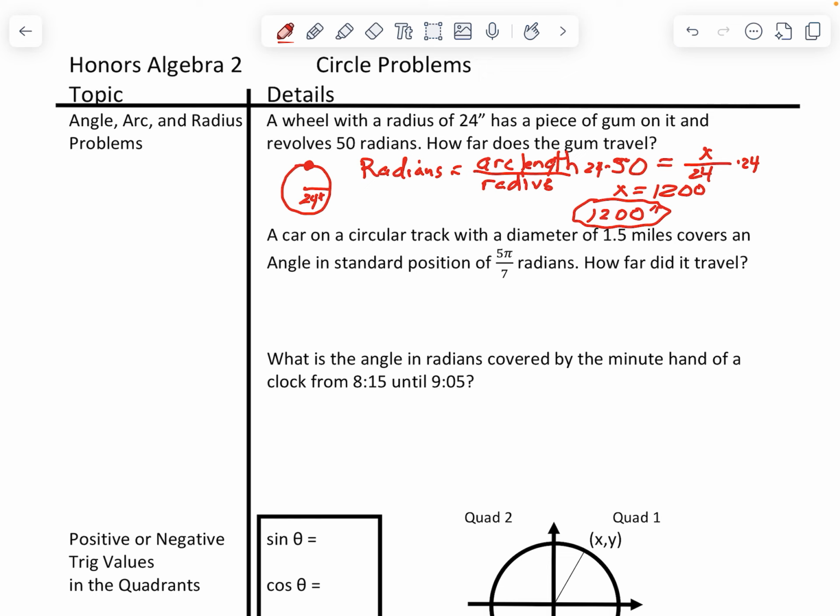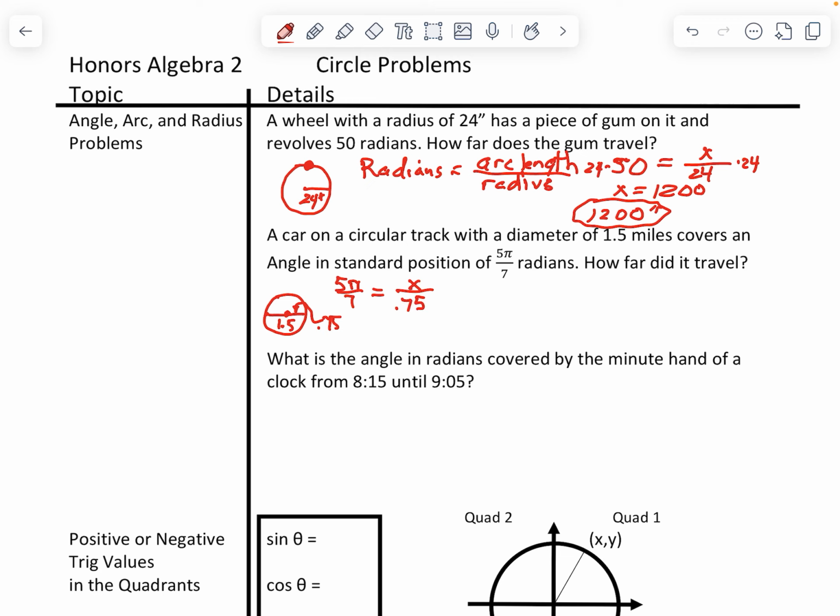Well, for this one we can use that formula we just talked about, because the angle is 5 pi over 7. That's going to be equal to the distance traveled, which we don't know, the arc length, over the radius. We have to be careful here because the diameter is 1.5, so the radius will be 0.75, half of it.